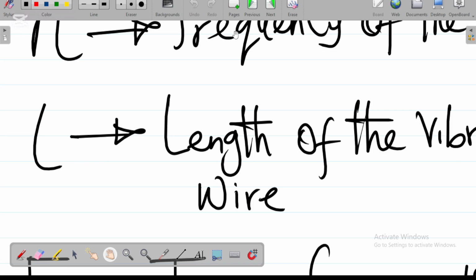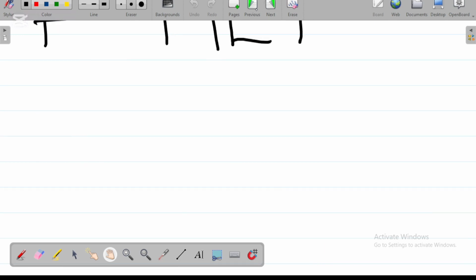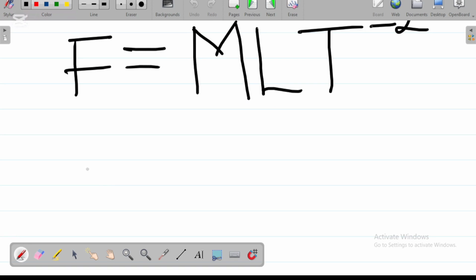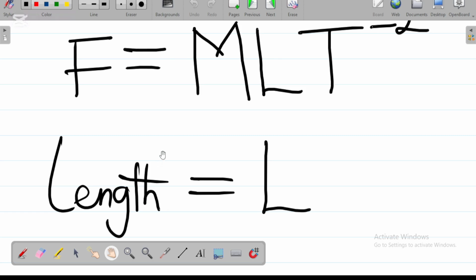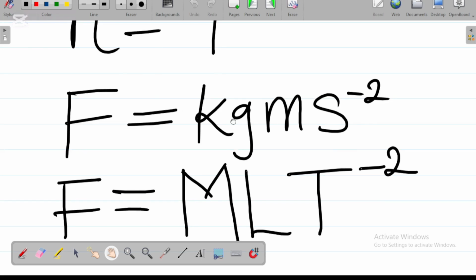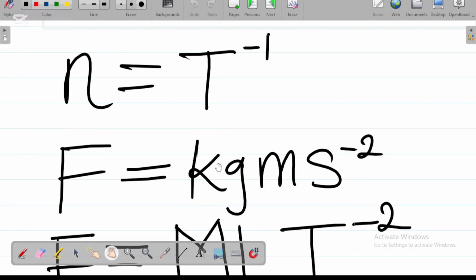We have here L, which is the length. Length is equal to capital letter L. The dimension of length is capital letter L. Since we are done, let's now substitute all the dimensions into the formula given in the question.